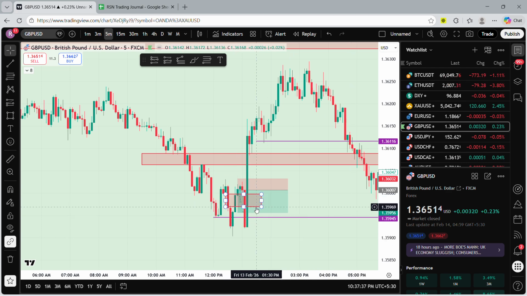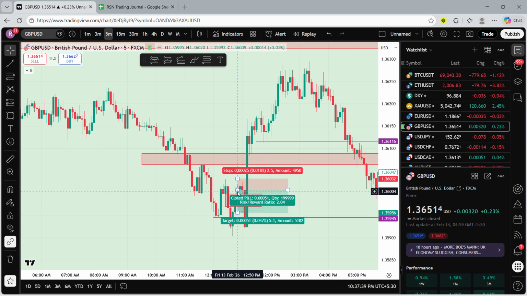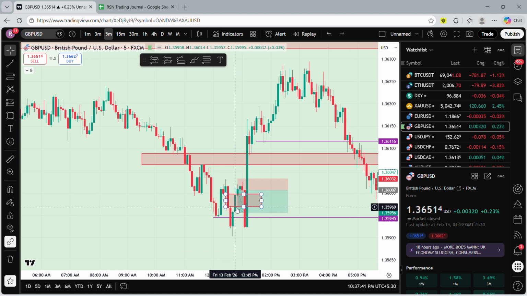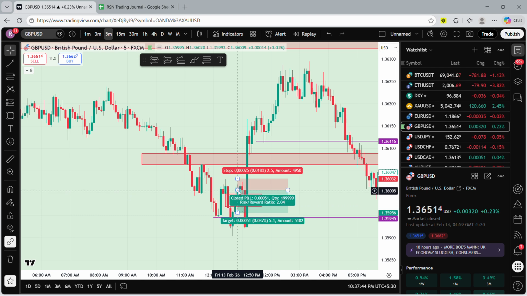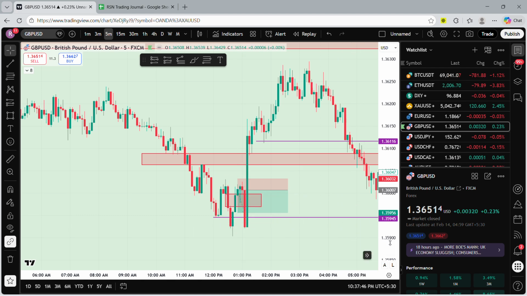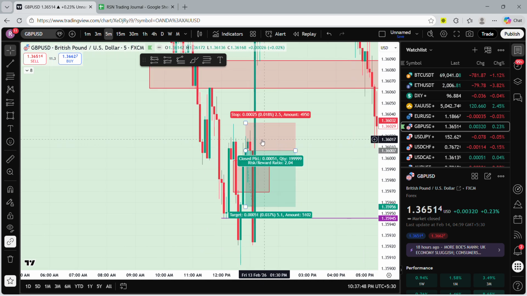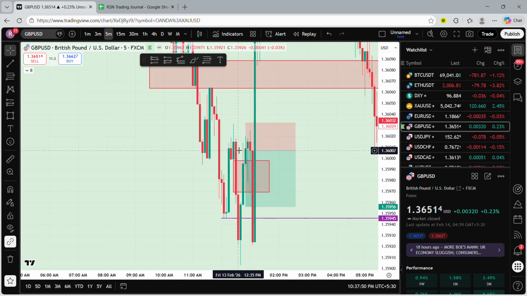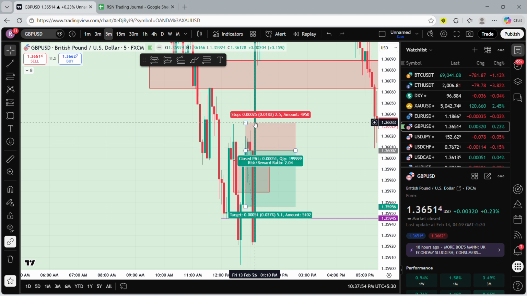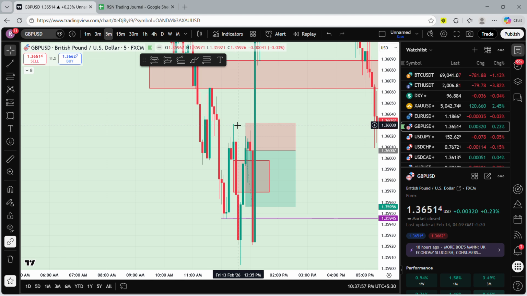But while I was placing the trade, I realized that the market was quickly moving up. So instead of placing the trade here, I just entered with a market execution order. So by the time I entered, it was around here, if you can see, around 1.36. And like I said, I kept my SL near the swing high, and my target was a 2R.